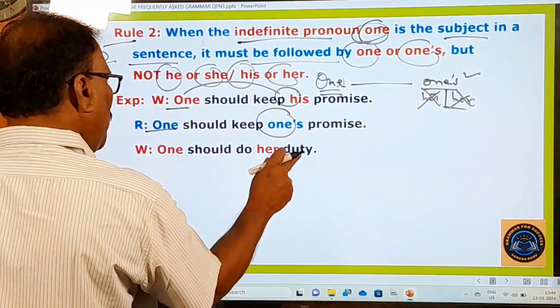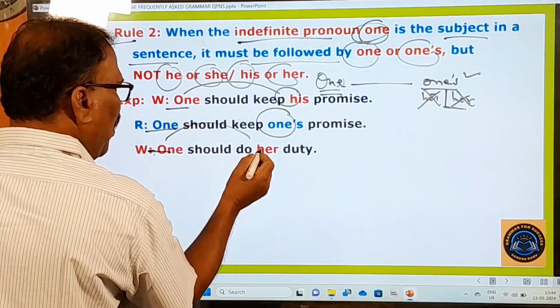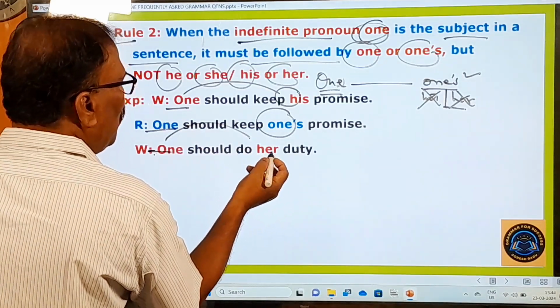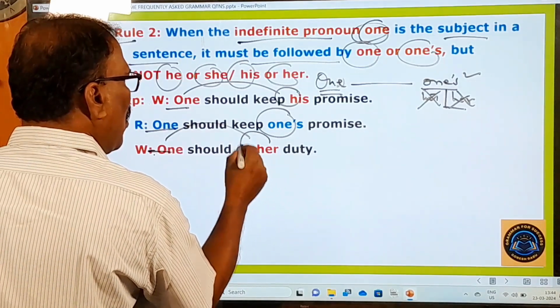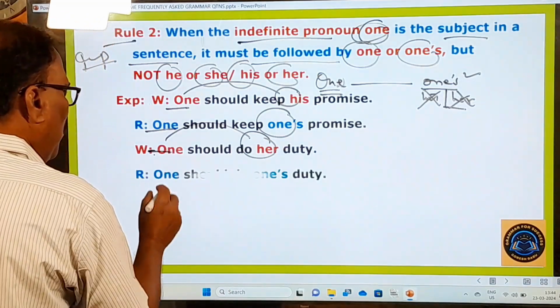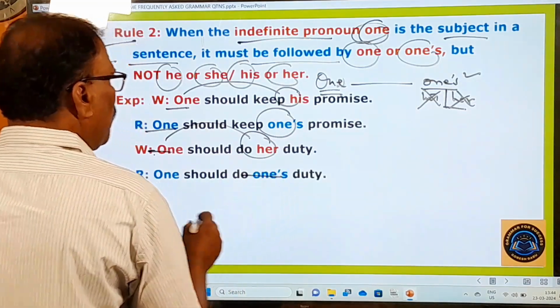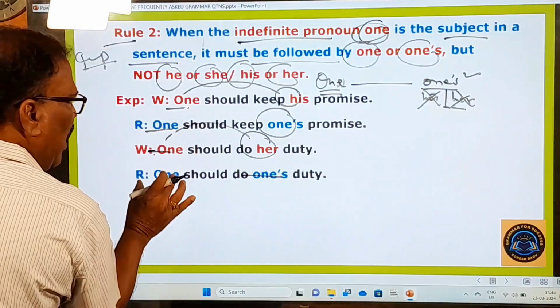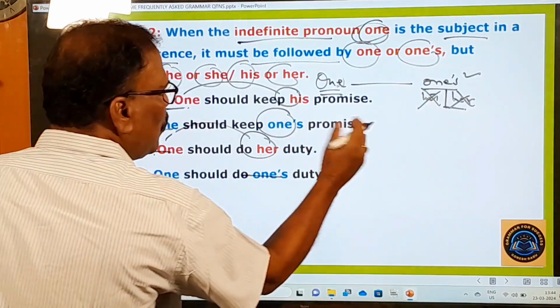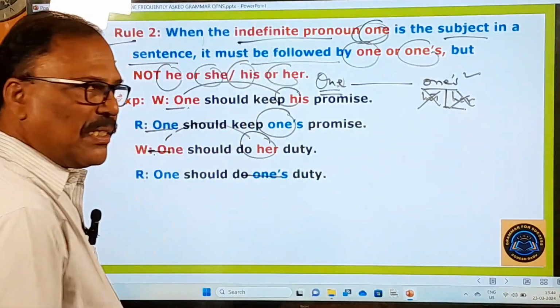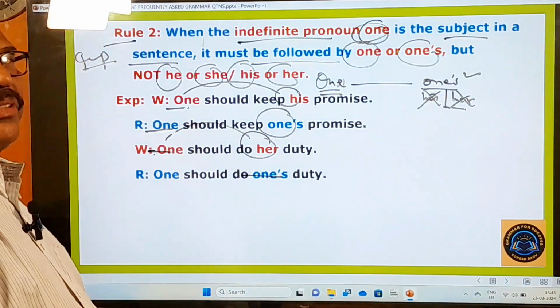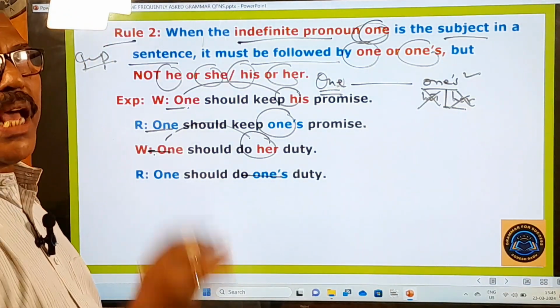And you go to the next one. One should do her duty. One should not be followed by her, so this is wrong. What should we do? One should do one's duty. So in this way, when the sentence begins with one, after that there should not be his or her. If at all that is there, it is a mistake. You have to change it into one's, O-N-E apostrophe S.